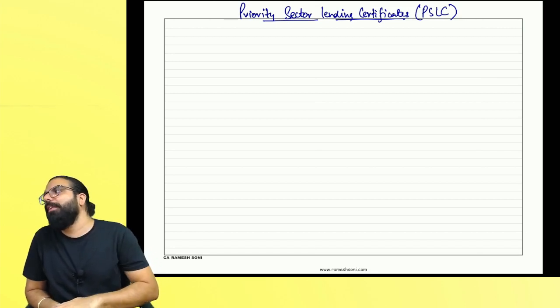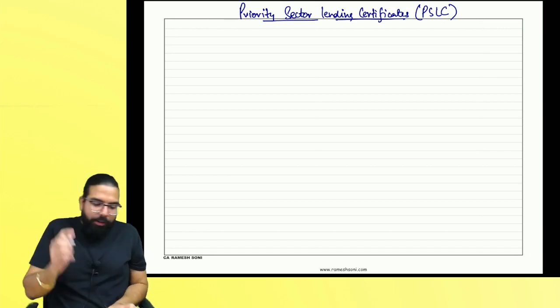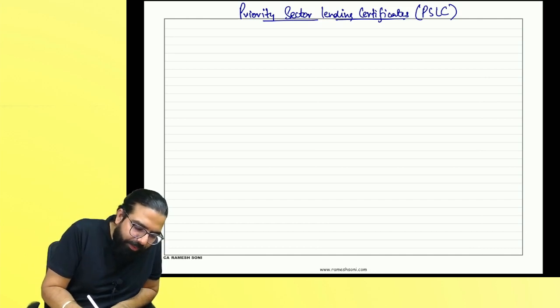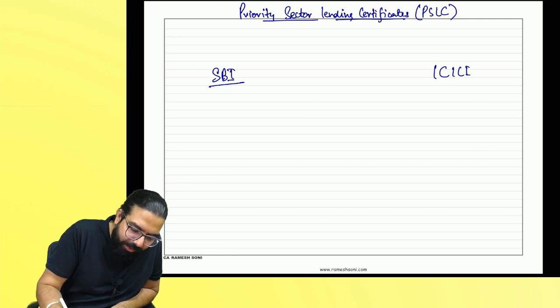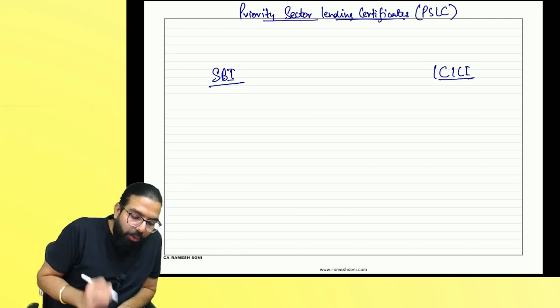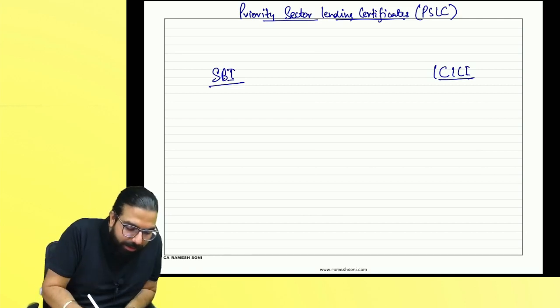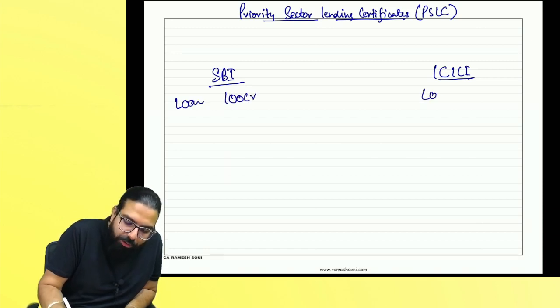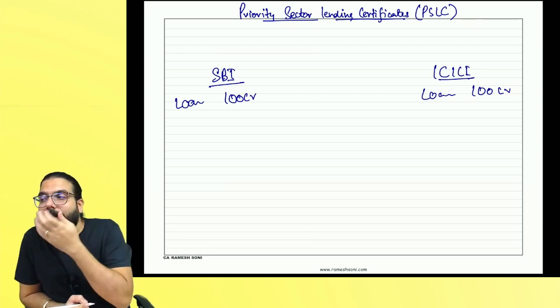What is the priority sector in the country? Agriculture. Supposingly, this is SBI, State Bank of India, and this is ICICI Bank. Supposingly, the total loan portfolio which they have given is 100 crore. Here also the total loan portfolio is how much, everyone? 100 crore.